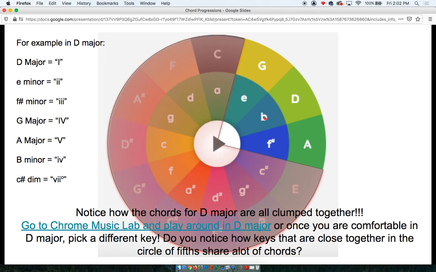So, for example, D major is 1. E minor is the 2 chord. F sharp minor is the 3 chord. G major is the 4 chord. A major is the 5. B minor is, oh, there's a typo here. This should be a Roman numeral 6. I'll get that fixed, but that is built off the 6th scale degree, and then the 7th is diminished. Okay? So you'll notice how in one key signature in the circle of fifths, these are all clumped together.